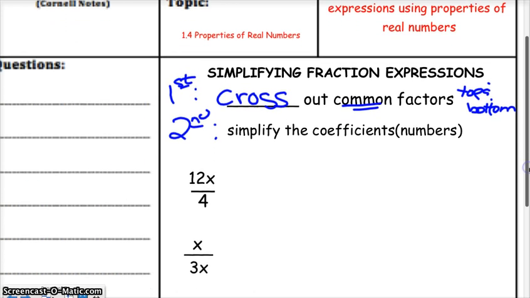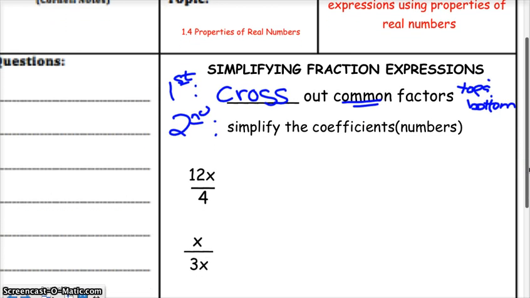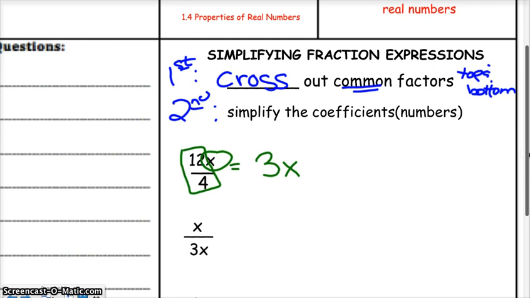If I have 12x over 4, I can't really cross out any x's or anything like that. So I'm going to jump right to the second step, simplifying the coefficients. What's 12 over 4? What's 12 divided by 4? 3. 12 over 4 is just saying 12 divided by 4. That's 3. Throw the x at the end, 3x. 12x over 4 would be 3x. You just go 12 divided by 4, put the x at the end.